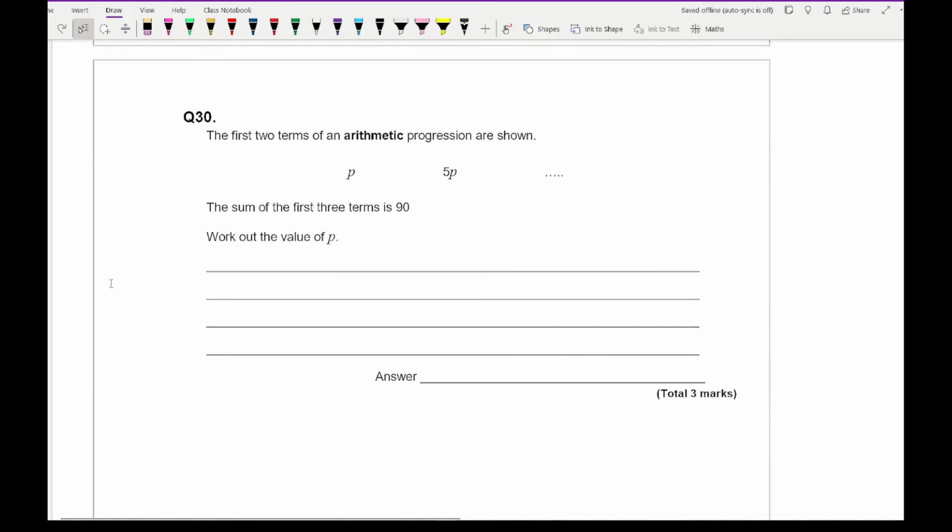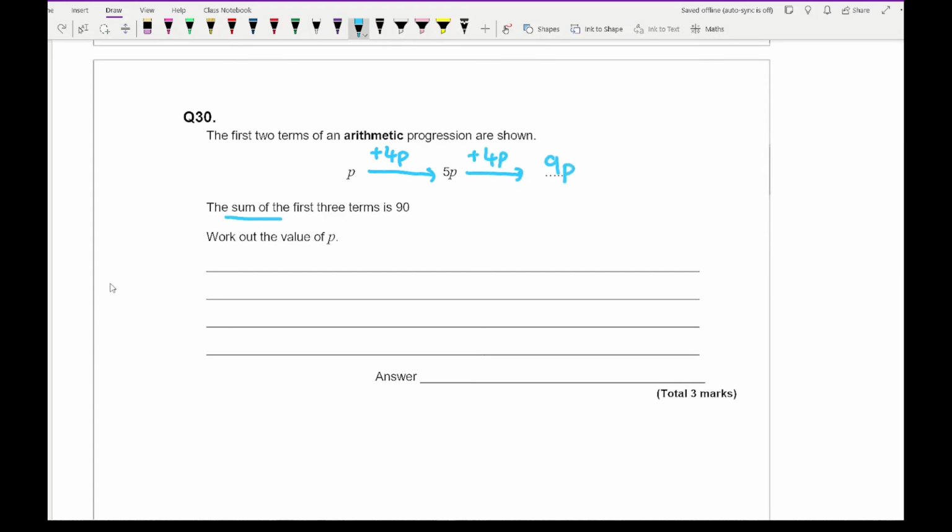And then moving on to our last question, which is the first two terms of an arithmetic progression are shown. The sum of the first three terms is 90. Work out the value of p. So with this, we're looking for how do I get from this to this? Well, I need to add 4p. So that means I need to add 4p to 5p, and that gives me 9p.